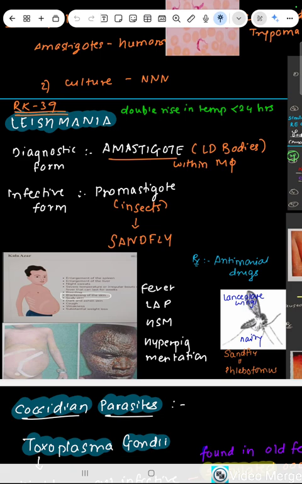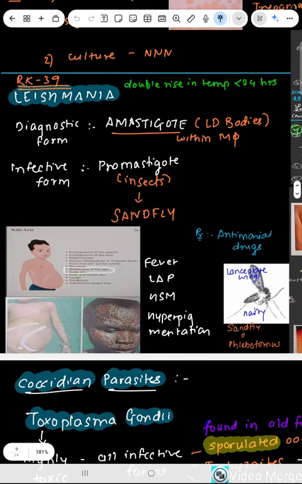Now, the amastigote is deposited into the body, and it is diagnosed with the help of LD bodies, that is Leishman-Donovan bodies, within the macrophages. The rK39 strain is the one that is used for diagnosis, and there is a double rise in temperature within 24 hours that is seen in leishmaniasis. Then, what are the clinical features? There is fever, lymphadenopathy, hepatosplenomegaly, and hyperpigmentation as seen over here.